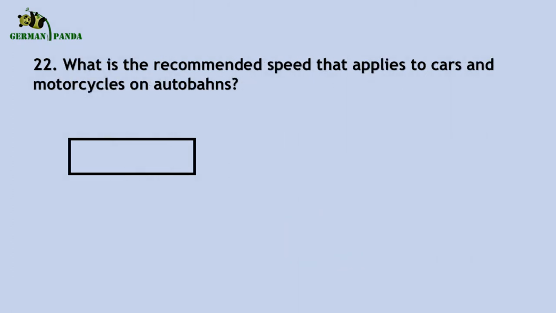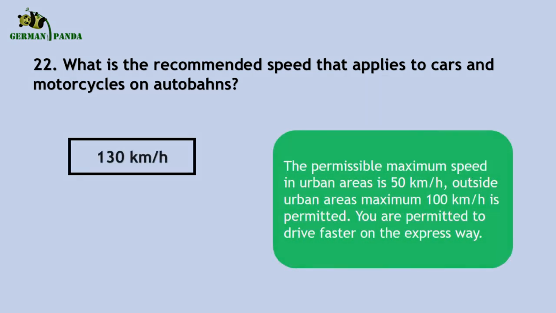What is the recommended speed that applies to cars and motorcycles on autobahns? 130 km/h. The permissible maximum speed in urban areas is 50 km/h. Outside urban areas, maximum 100 km/h is permitted. You are permitted to drive faster on the expressway.